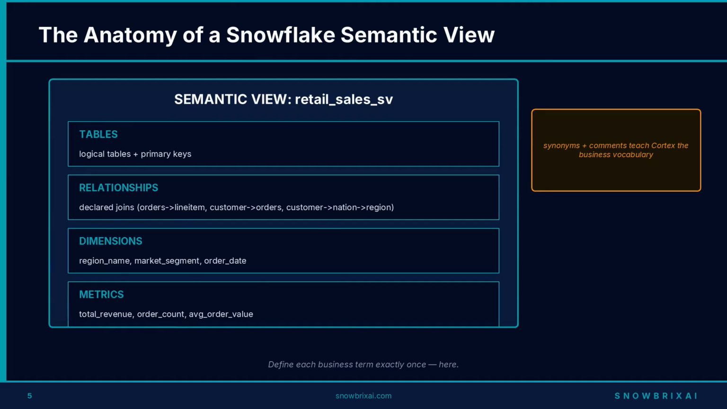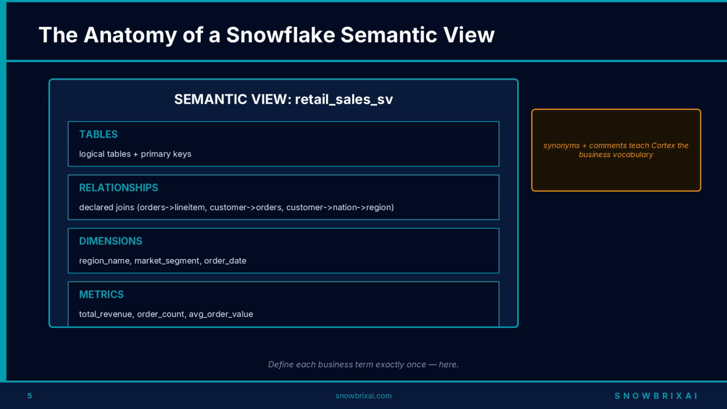Here is the anatomy of the thing we are about to build. The semantic view, retail sales SV, has 4 parts. Tables stack: the logical tables and their primary keys. Relationships: the declared joins, orders to line item, customer to orders, customer to nation to region.